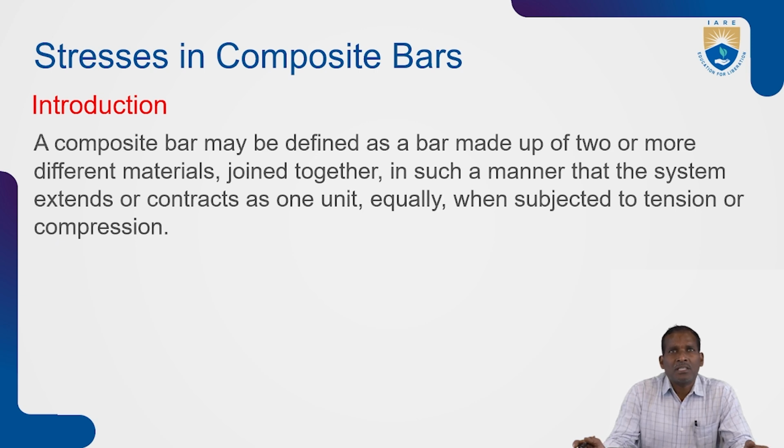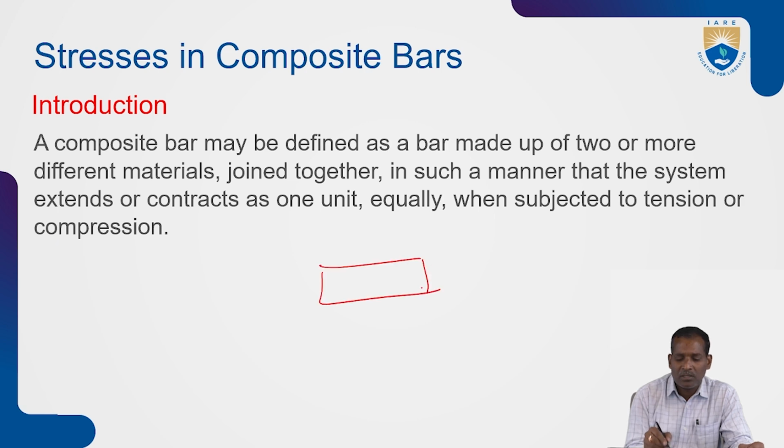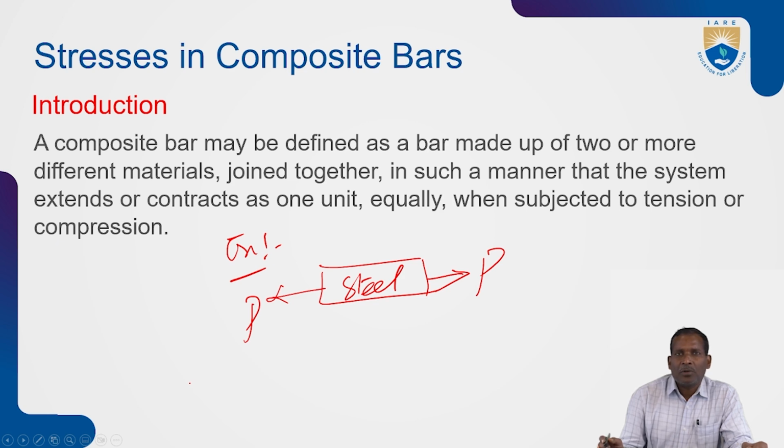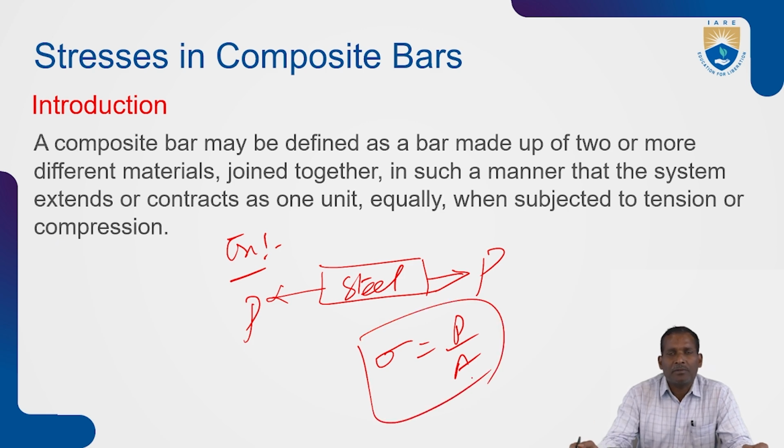In stresses in composite bars, in previous topics we have seen stress in a single, uniform bar. Suppose this is one bar subjected to tensile load. This is steel material, for example. Whenever this bar is subjected to load, how do we calculate stress? Stress is equal to load per area, as per the stress definition.